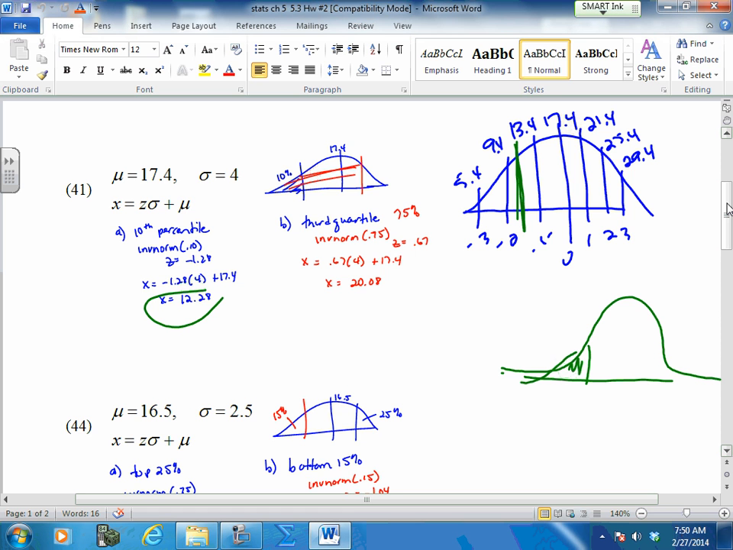Plug it in. If you use the formula and you do inverse norm, just like we did with the area with the z-scores, it also allows you, like say for this one, I'm going to do 75%. I could change my mean and my standard deviation, and then when I plug this in and I paste this, it will return my X value.